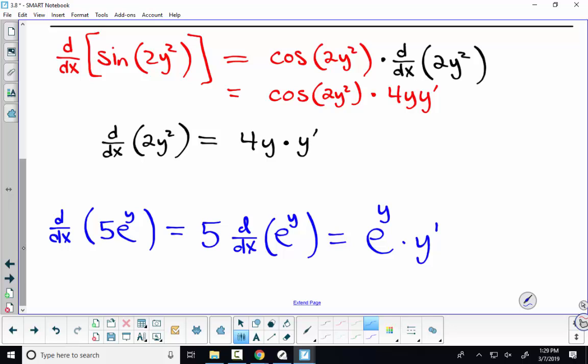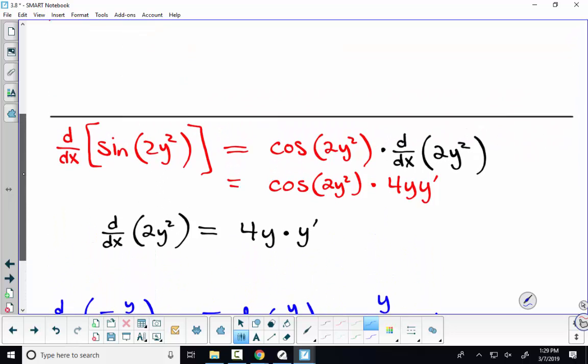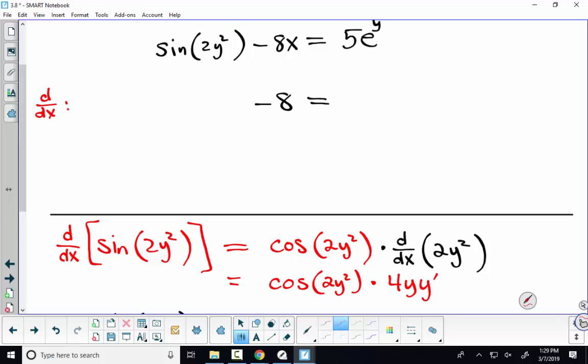So those two derivatives need to go in place up here now. So that's cosine 2y squared times 4y prime equals 5e to the y times y prime.